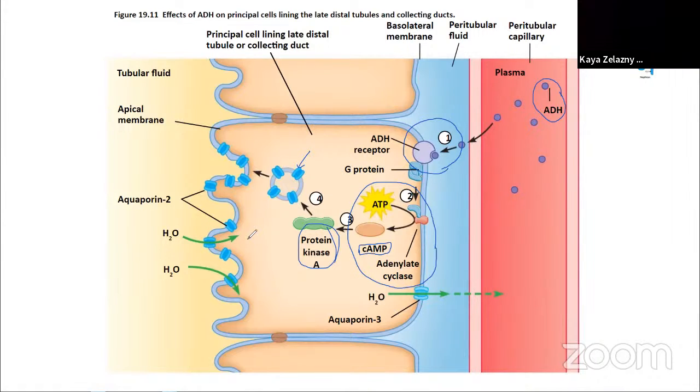The way membranes work is that when they bump into each other, they just become one thing, so they break open. In this case, because that vesicle had these aquaporin 2s in its membrane, now the aquaporin 2s are on the apical membrane. And this means water can now get into this cell.